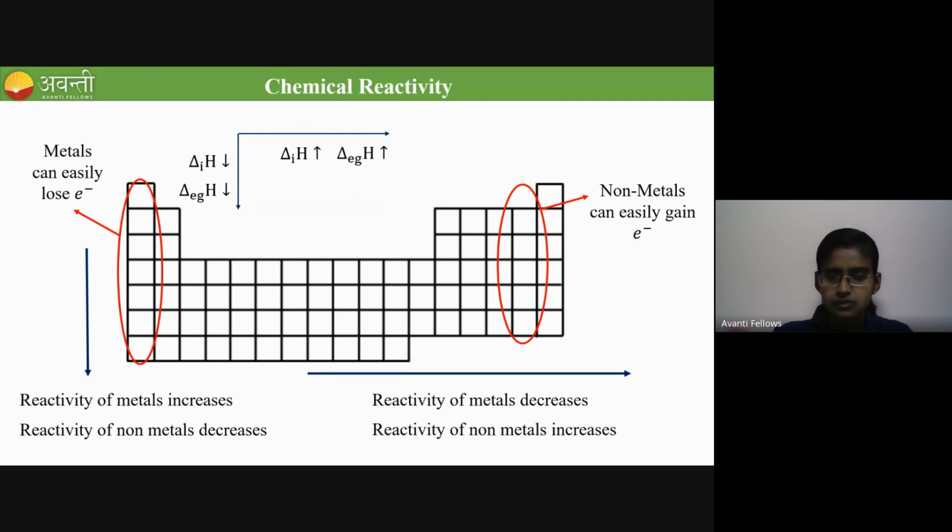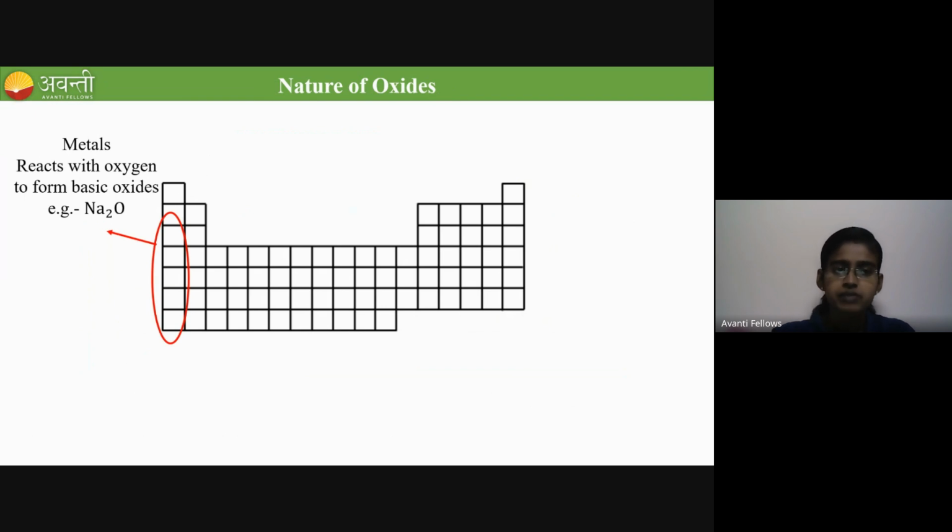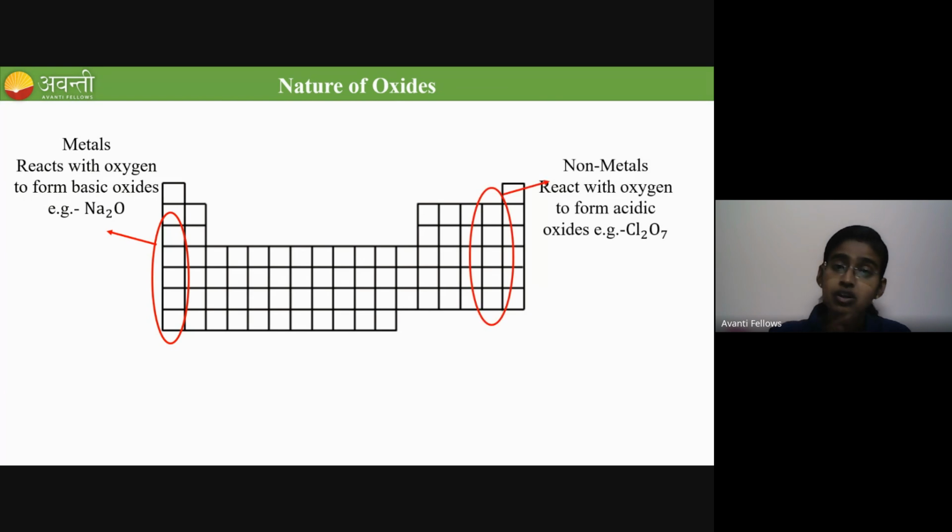Got it? Now coming to the next property, the nature of oxides. Mostly the group 1 elements, the metals, react with oxygen to form basic oxides. For example, sodium reacts with oxygen to form sodium oxide, Na2O. But non-metals, the right side elements, when they react with oxygen, form acidic oxides. Example, Cl2O7. So why do the left side elements form basic oxides and the right side elements form acidic oxides?